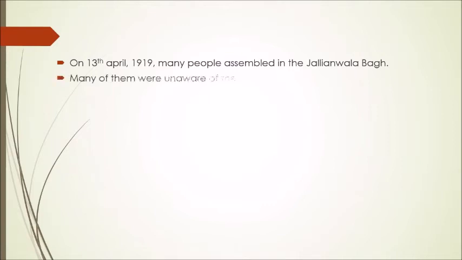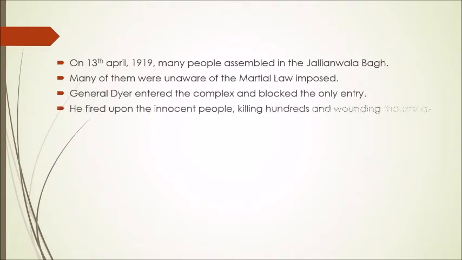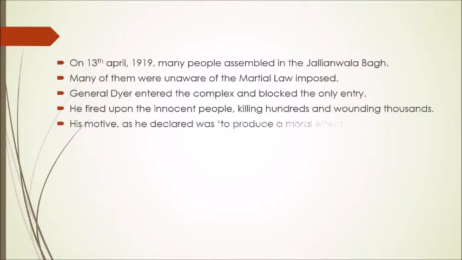अब क्या था जलियांवाला बाग मैसेकर, कब हुआ, कैसे हुआ? On 13th April 1919, many people assembled in Jallianwala Bagh to attend the annual बैसाखी मेला. बैसाखी का दिन था, लोग बैसाखी मेला अटेंड करने आए थे और काफ़ी लोगों को पता तक नहीं था कि मार्शल लॉ इम्पोज हो चुका है. Now seeing the people assembled in an area, General Dyer entered the complex and blocked the only entry. सिर्फ एक एंट्री थी बाहर निकलने की, उनने वो ब्लॉक कर दी.